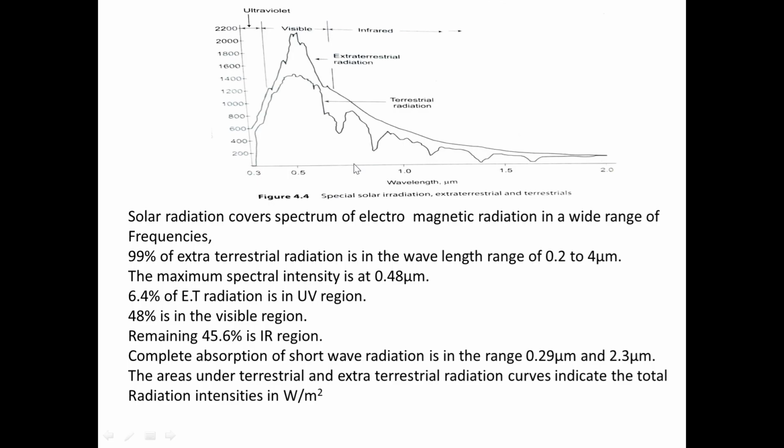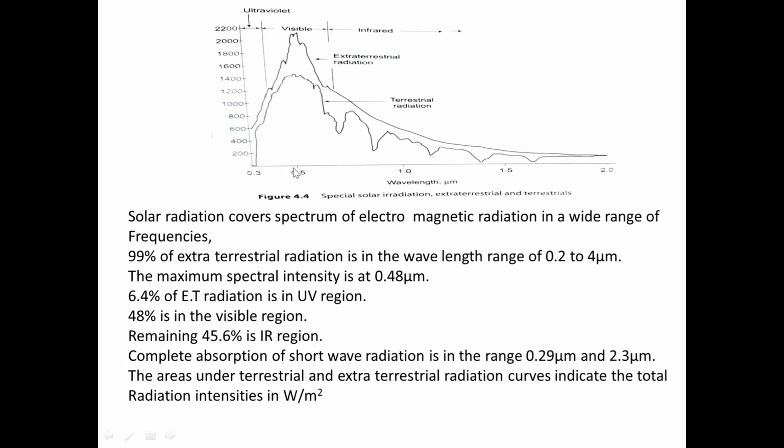And you see here the maximum intensity. This is the maximum intensity. On the x-axis, the value is nearly 0.5. That means, if we say it exactly, it is 0.48 micrometer. So this is the maximum spectral intensity. Here its value is nearly 0.5, and exactly it is 0.48 micrometer.